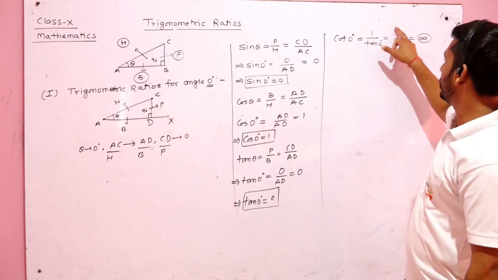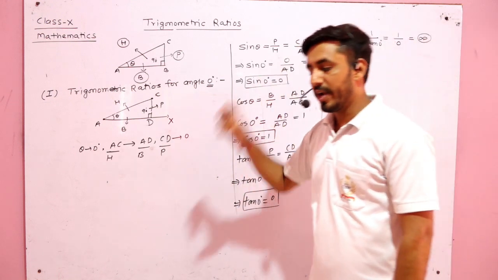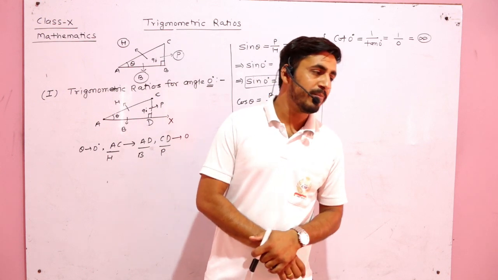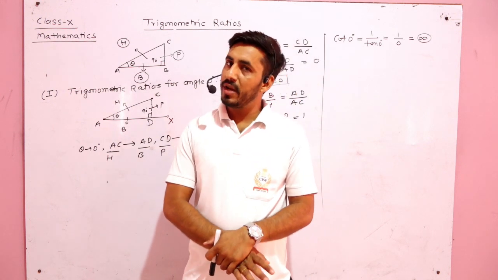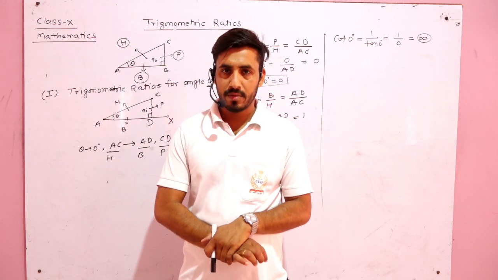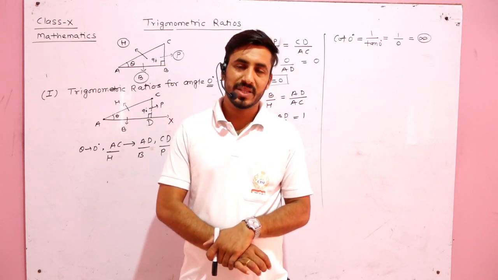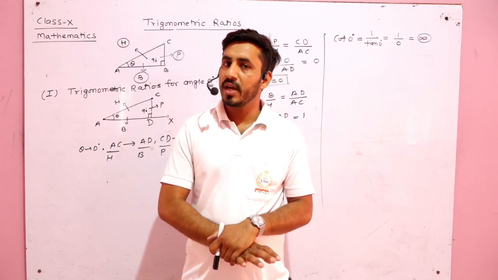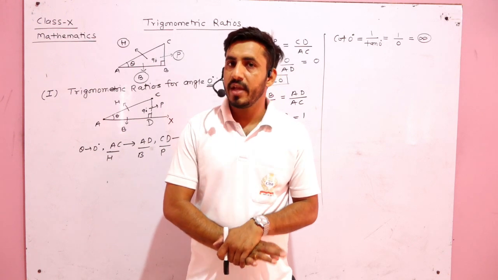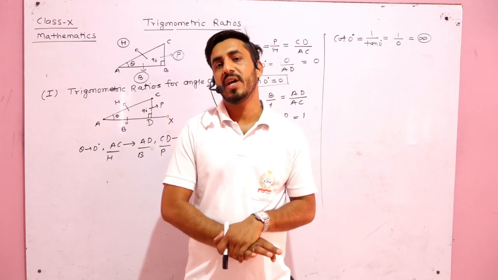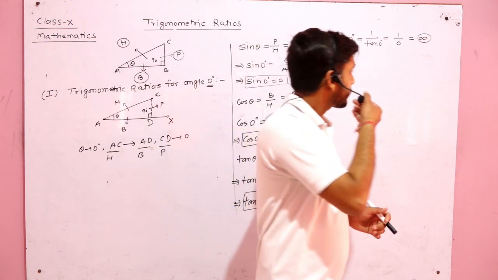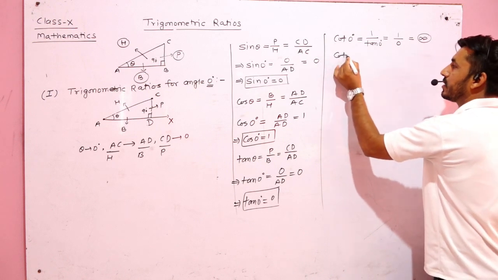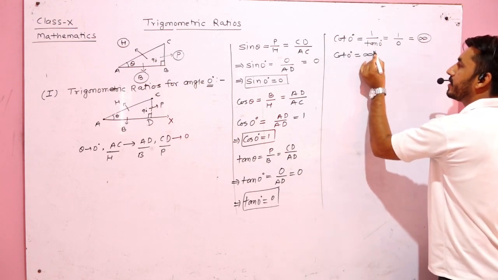You have to remember this one. How are we getting infinite? It is said that in algebra, if we divide any non-zero value by 0, then the value obtained is always infinite. Okay, so the value we have is cot 0 degree is equal to infinite.